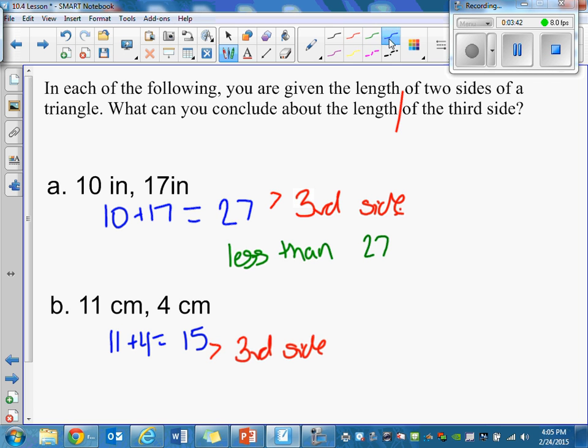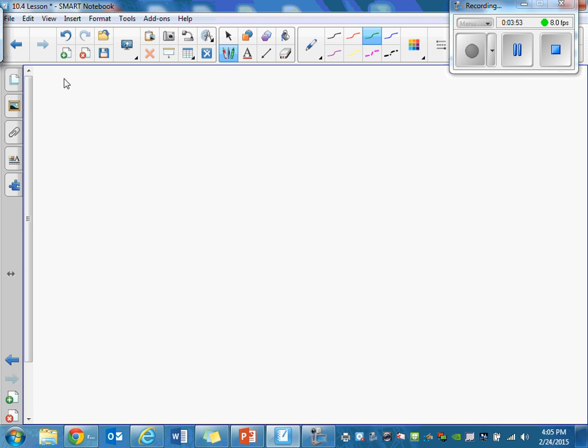Meaning that the third side has to be less than 15. Alright, hopefully the triangle inequality theorem was easy for you.